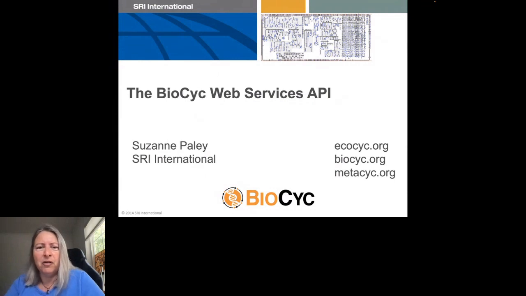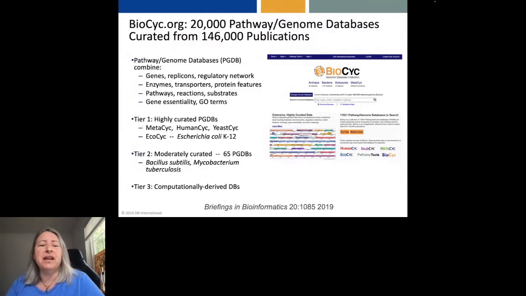And there's kind of a lot, so I'm not quite sure how much detail I will go into, but we'll see how it goes. So BioCyc is our website. It's a collection of over 20,000 what we call pathway genome databases. A pathway genome database collects information all about the genes and replicons, et cetera, in an organism, as well as the enzymes, the transporters, the pathways, the reactions, and it's got various other things like GO terms, et cetera.